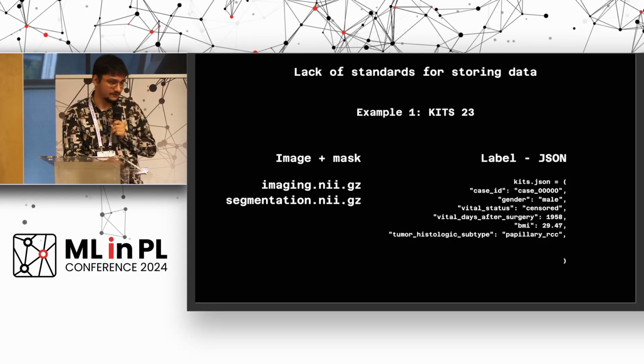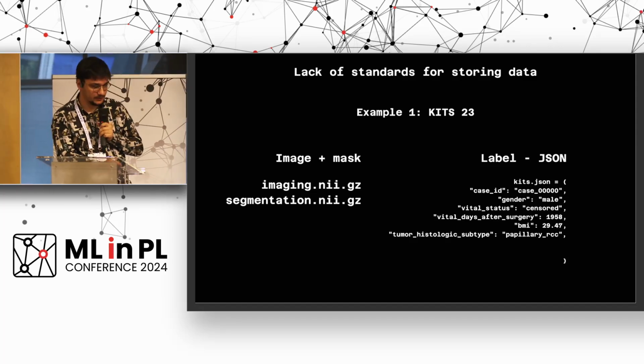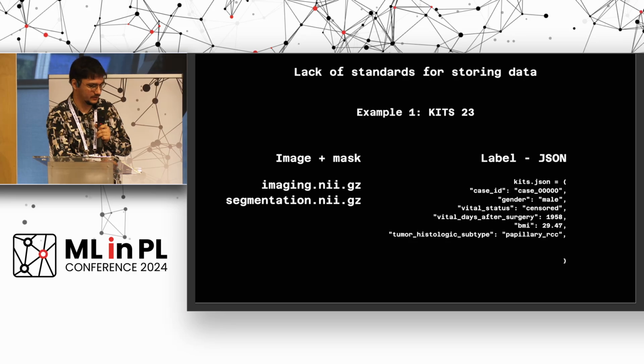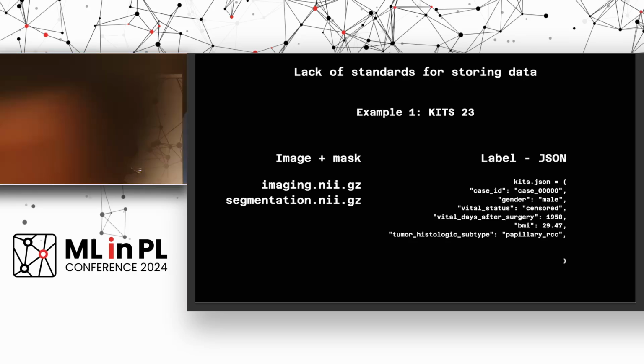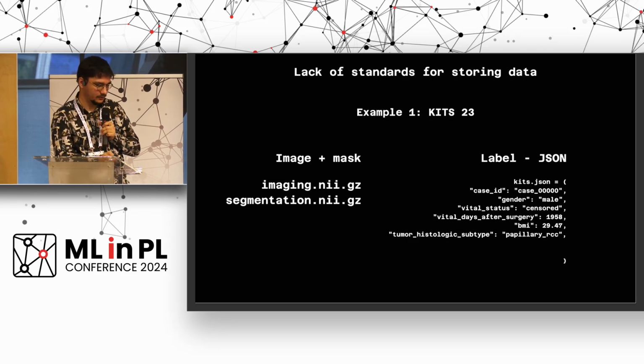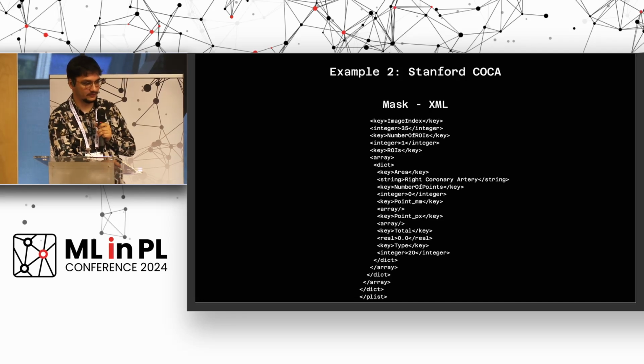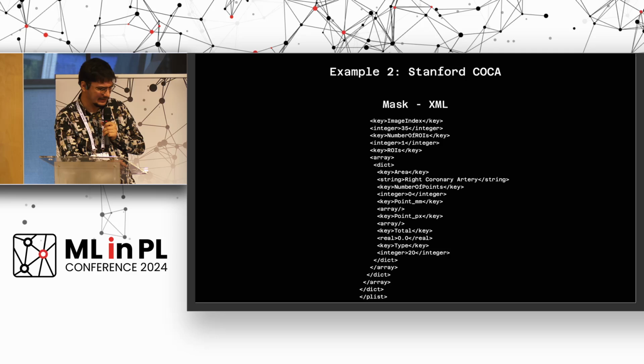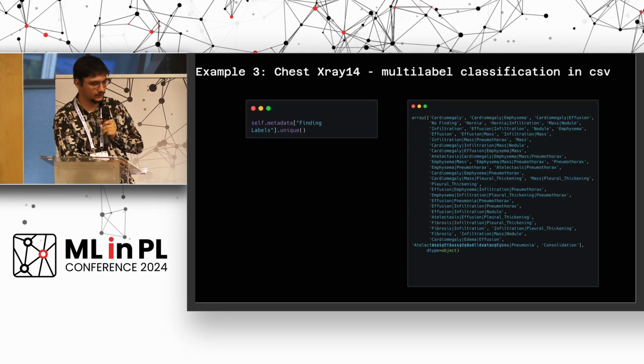What I've also mentioned is the lack of standards for storing data, and here's an example for the previously mentioned Kits23 dataset, where you can see a nice nifty format for imaging and segmentation, and you have the label in JSON. However, if you go to another example, Stanford COCA, you can already see that the mask is in dreadful XML, which is hard to read. And another example, Chest X-ray 14, has multi-label classification in CSV. If you run a quick function for showing what labels are within the dataset, you can see that multi-label means there is only one label where there is a bar between labels, so it's hard to discern.